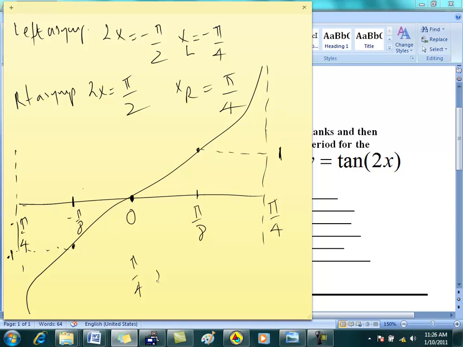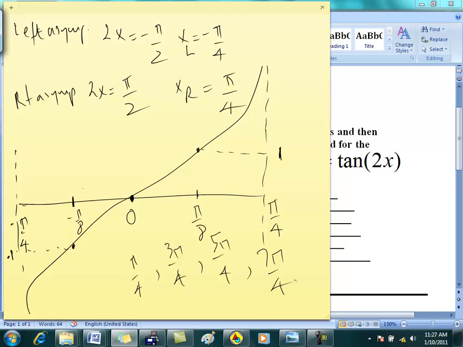Where's the next? Nathan, why do you add pi over 2? Fantastic. Awesome. Everybody with him on that? Okay, so the next one is at 3 pi over 4. Where's the next one? 5 pi over 4. Where's the next one? You guys get a pattern here. So, domain is all real numbers except, not all multiples, but odd multiples of pi over 4.